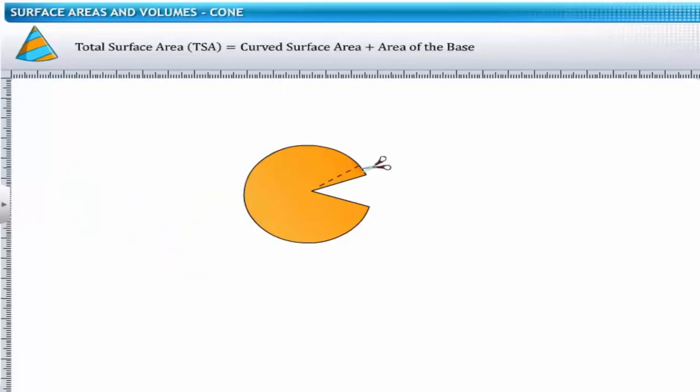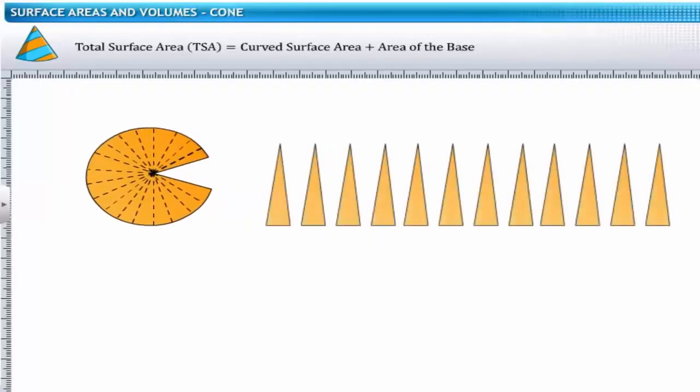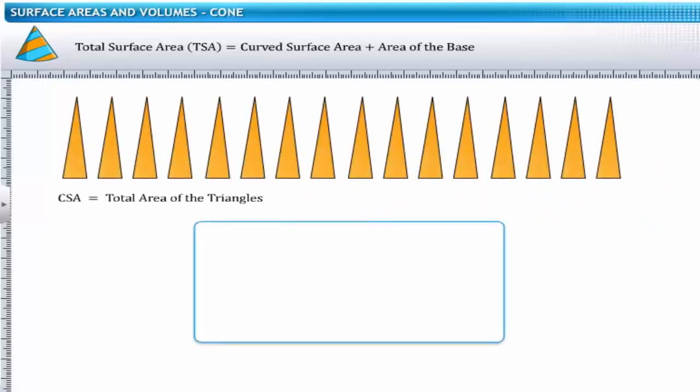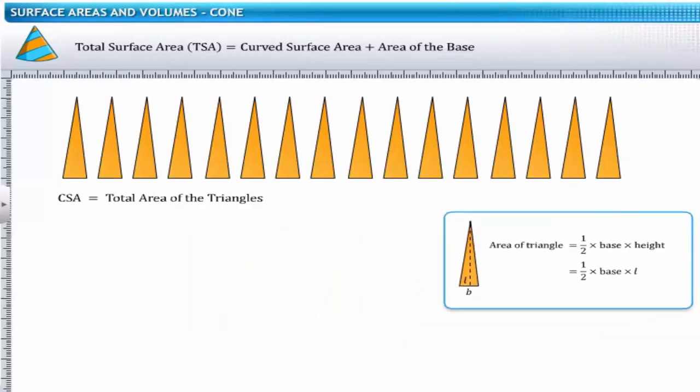Now, let's divide this piece into as many triangles as possible. The CSA of the cone will be equal to the total area, or the sum of the areas of these triangles. The area of each triangle is calculated as half base into height, wherein the height is the same as the slant height L of the cone. Let the bases of these triangles be b1, b2, b3, and so on. The total area of all the triangles can be calculated as shown here.